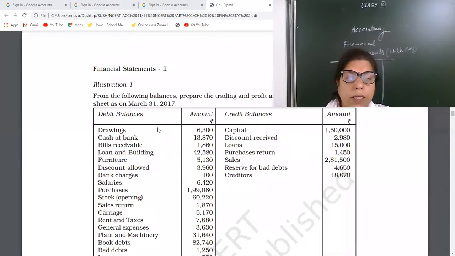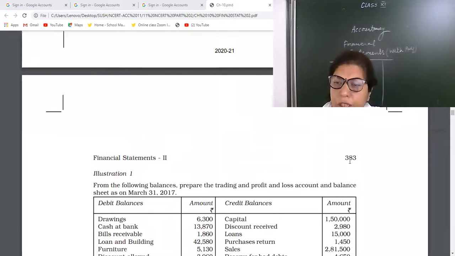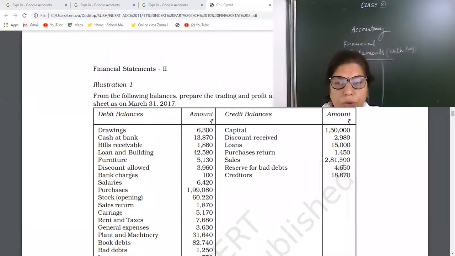See, drawings means withdrawal by the proprietor, that will be shown as minus in capital. Then cash at bank means asset, bills receivable, asset, land and building. This is not the loan, this is land and building. Please rectify it. This is the example given on NCERT, page number 383. If you want to note down, you can note down.